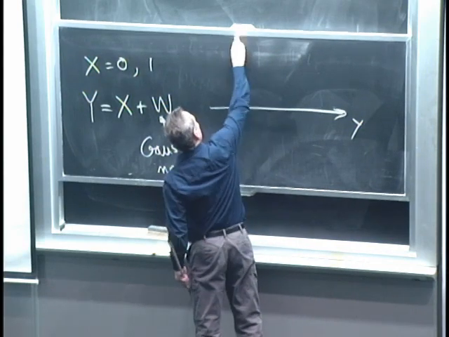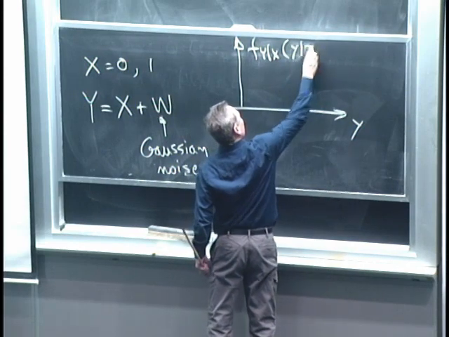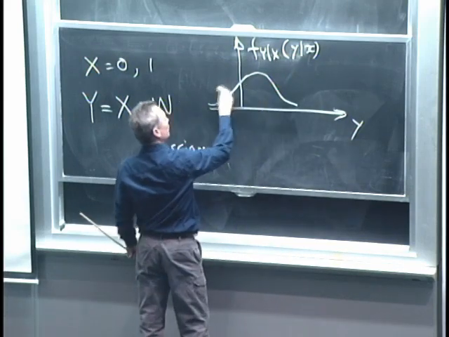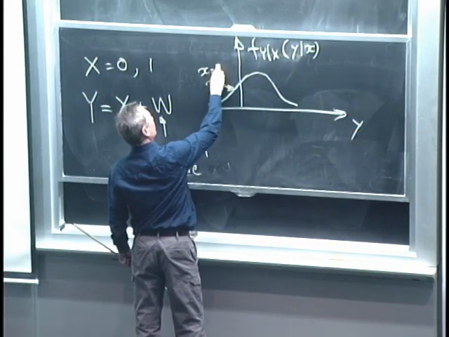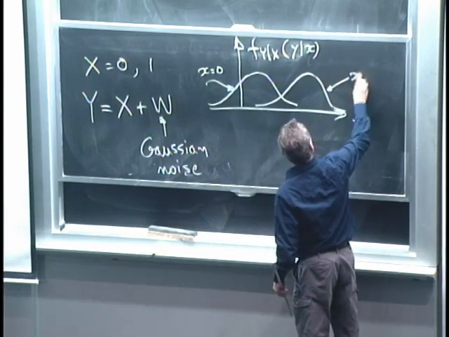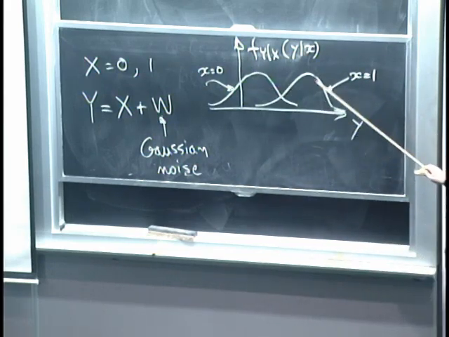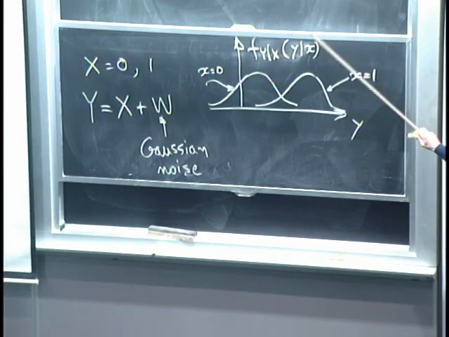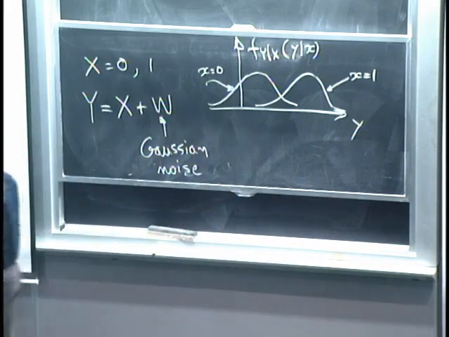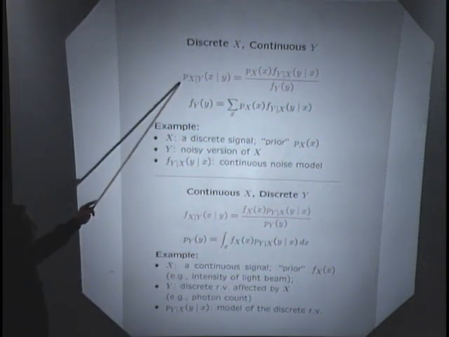Y has a distribution, it's a density, and that density, however, depends on the value of x. So when x is 0, we might get a density of this kind, and when x is 1, we might get a density of a different kind. So these are the conditional densities of y in a universe that's specified by a particular value of x. And then we go ahead and do our inference.